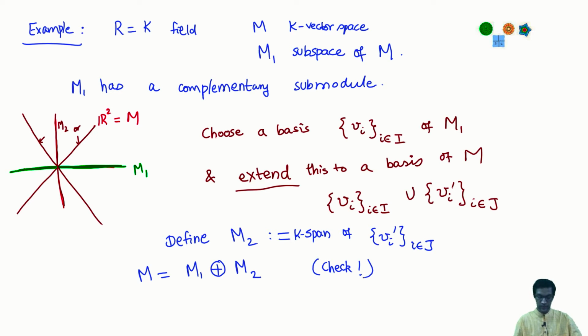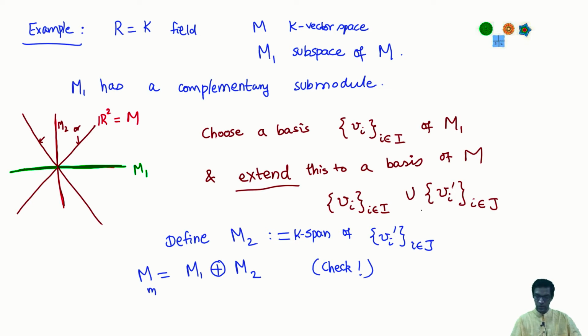If I give an arbitrary element M in the space, I first write it as a linear combination of these basis elements. Some terms involve the Vis, the other terms involve the Vi primes. The portion which is a linear combination of the Vis, I call M1. The portion which is a linear combination of the Vi primes, I call M2. Now use this to show that this decomposition is unique and so on.